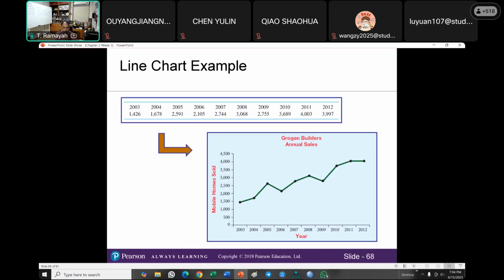So here we have a line chart by year. We see here 2003, 2004, 2005, 6, 7, 8 until 12, and then we have their, let's say, mobile homes sold: 1,426, 1,600. When we draw this, we can see that the trend is increasing. So from the line chart, we can see whether the trend is increasing or decreasing. Here we have only one characteristic we are interested in, which is the number of mobile homes sold against time. Then we call it a line chart.